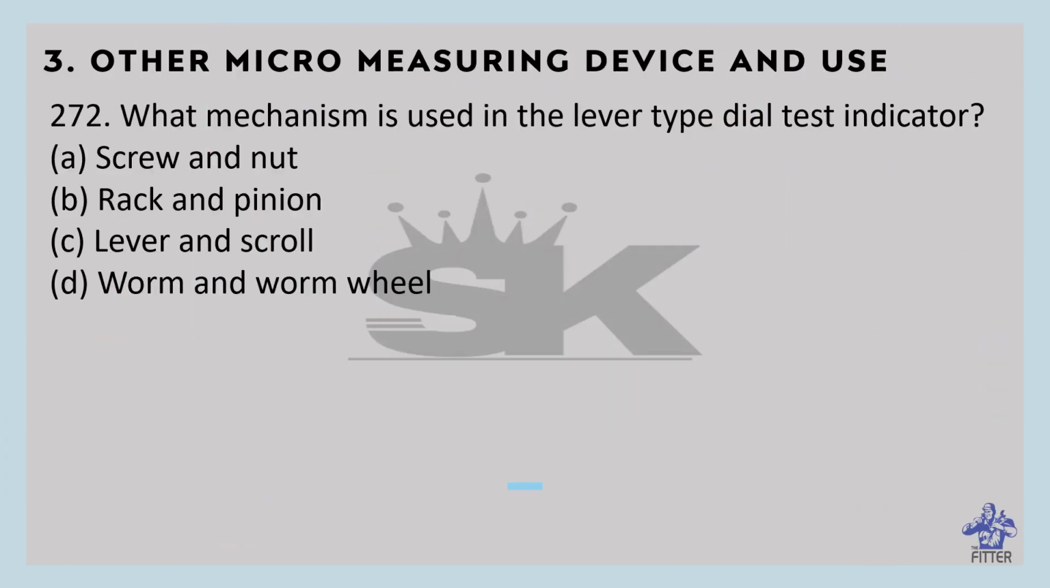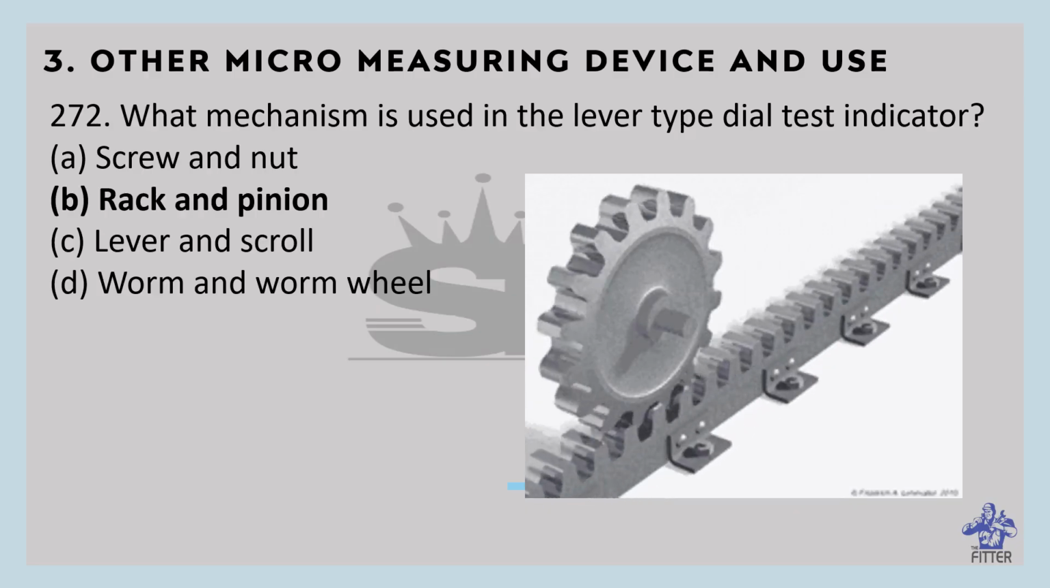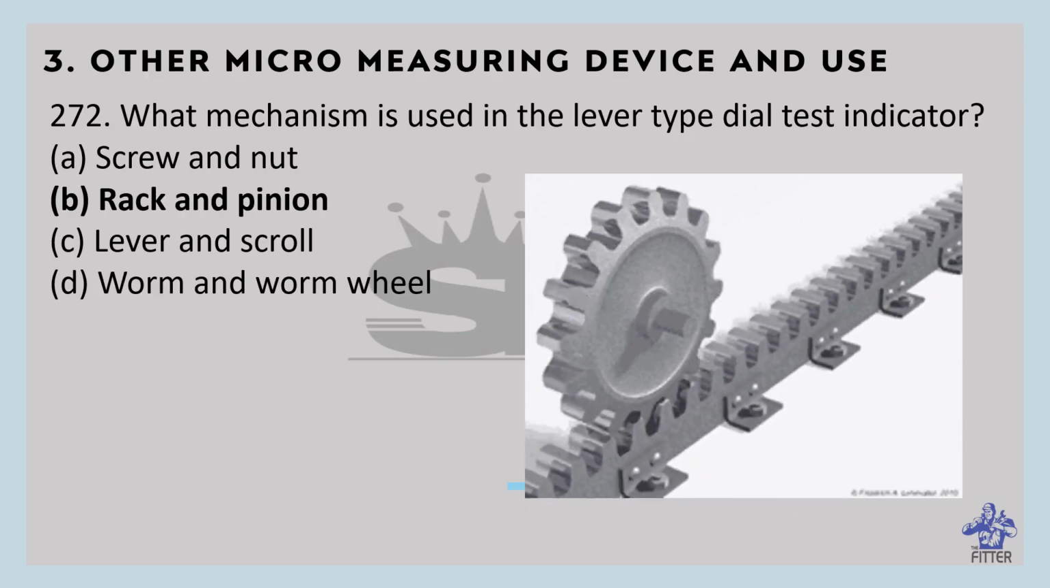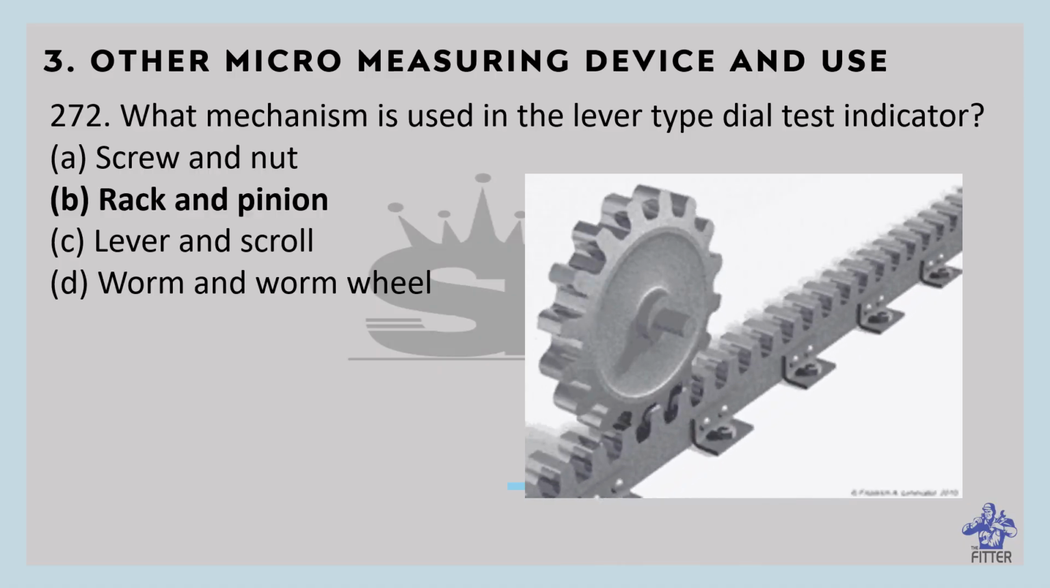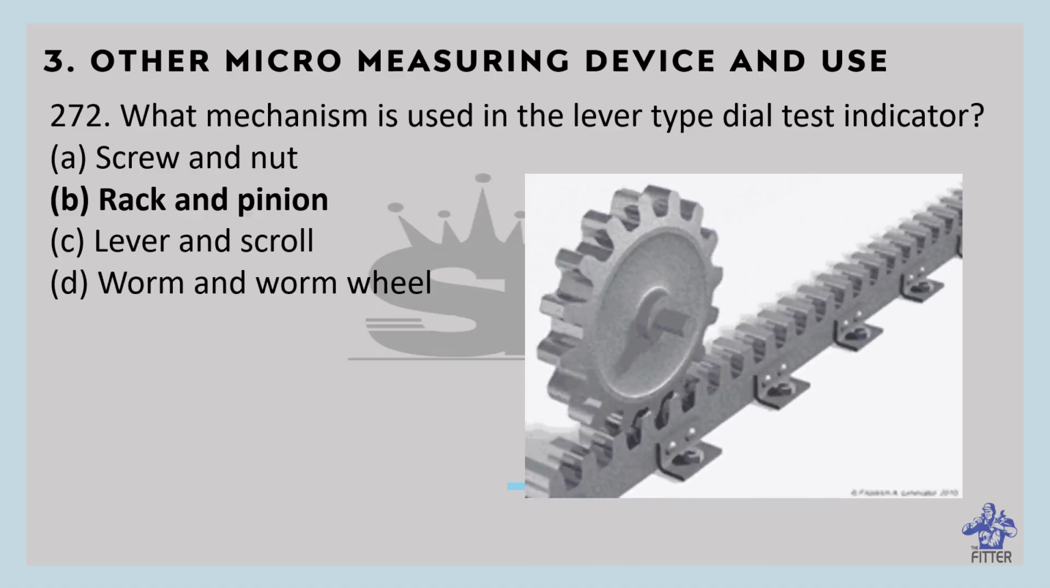What mechanism is used in the lever type dial test indicator? So that is rack and pinion. Rack and pinion mechanism is used in the lever type dial test indicator. And the rack and pinion mechanism has two main functions. The first one is conversion of the steering wheel's rotational motion into linear motion. And the second one is reduction of gears, which makes it easier for the steering wheel to turn the wheels. So this is the rack and pinion mechanism.